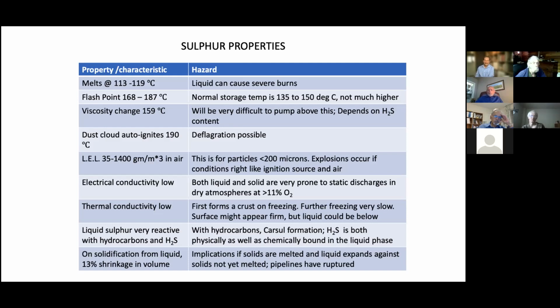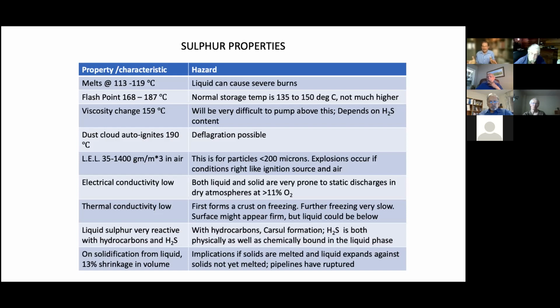The implication of this comes in if you don't understand the shrinkage, because it behaves exactly the opposite of water. So if, for example, and this has happened in a long pipeline in the Middle East that was electrically traced, where they lost power and the sulfur solidified in the pipeline, and they turned the power back on. And with electrical tracing, you don't get uniform heating. So there were plugs of solid sulfur while the middle part was liquid. And the liquid started expanding and literally ruptured the pipeline. So these are the type of things I want to bring to your attention that you have to understand before you proceed.